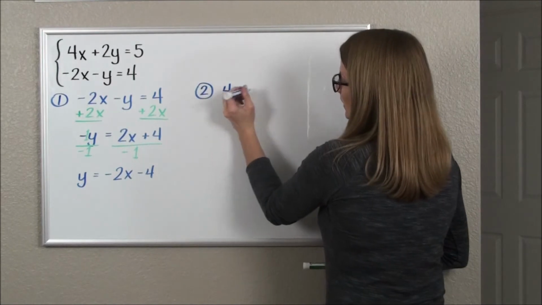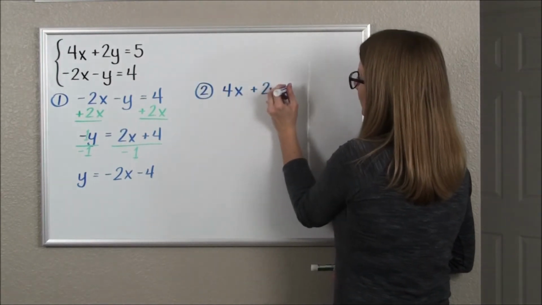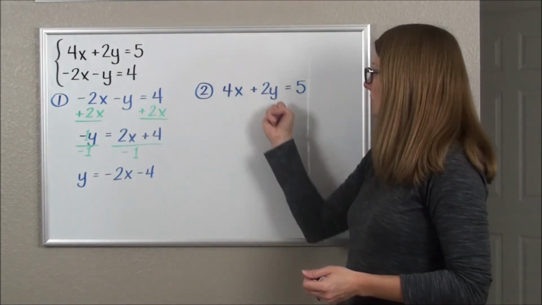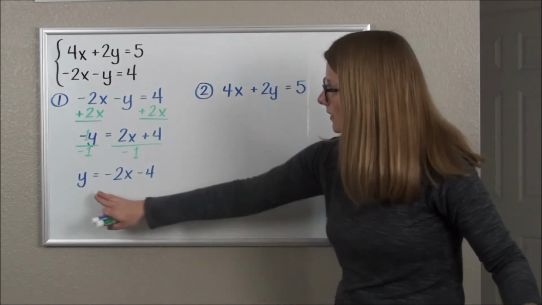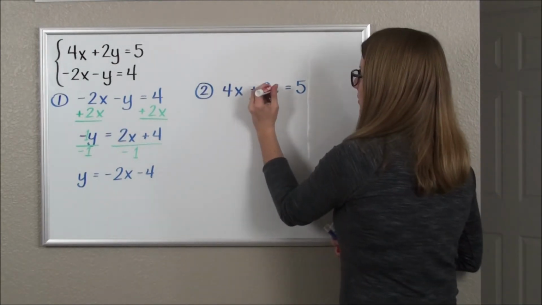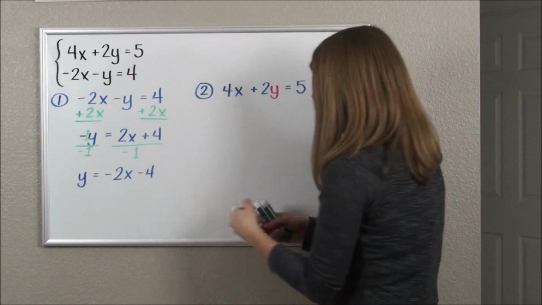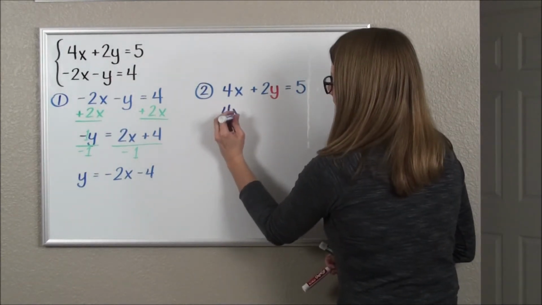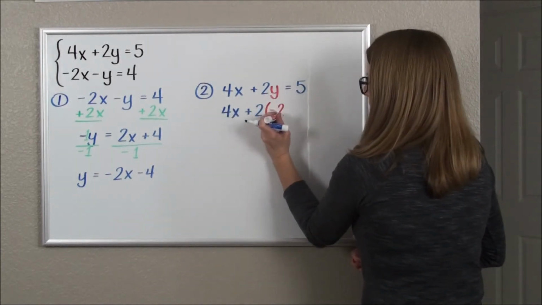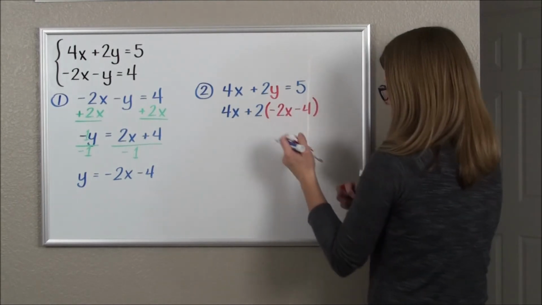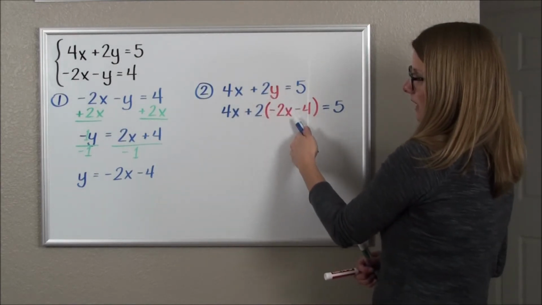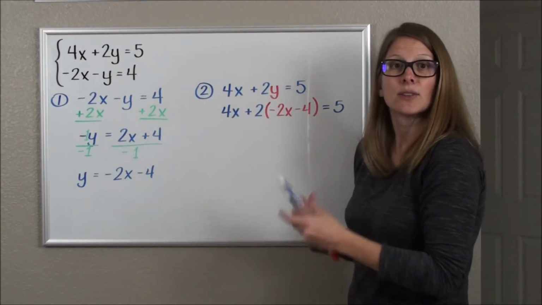So I need 4x plus 2y equals 5. And what I want to do is absorb this into the second equation. So where I see the letter y, since I now know what y equals, let's substitute that symbol with this expression here. So I'll have 4x plus 2 times, instead of y, I will use -2x minus 4, because that is what y equals. And this is now equal to 5. So these match, except where there was a y, there's now -2x minus 4. And so that's the substitution.